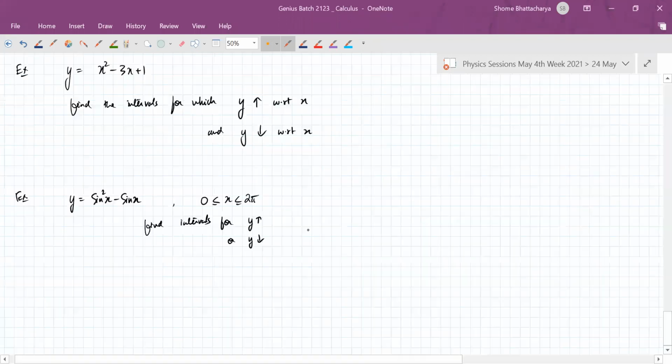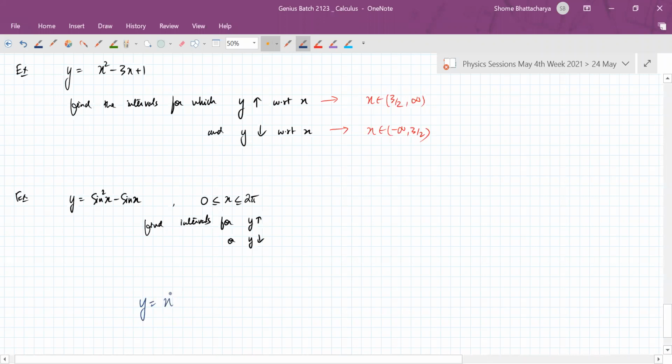Okay, so let me just work out the first question and give you the answer. So the first question, y is increasing when x belongs to the interval 3/2 or 1.5 to infinity, whereas y is decreasing for the interval minus infinity to 3/2 or minus infinity to 1.5. Now this one will be a little bit more complicated. We'll come to that. So let's analyze how we solve the first part.